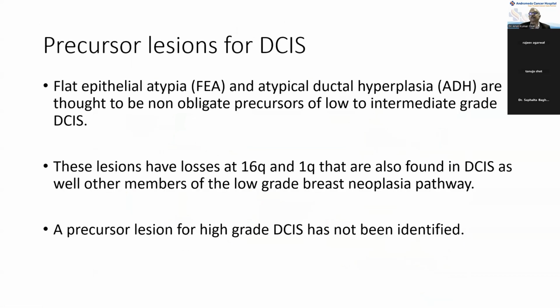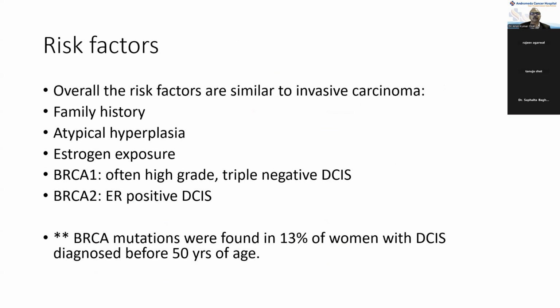So what are the precursor lesions for DCIS? Predominantly, there are flat epithelial atypia and atypical duct hyperplasia. And again, the same rule applies that they are non-obligate precursors of low to intermediate grade DCIS. These lesions have karyotypic abnormalities in the form of losses at 16q and 1q that are also found in DCIS, as well as other members of the low-grade breast neoplasia pathway. A precursor lesion for high-grade DCIS has not yet been identified.